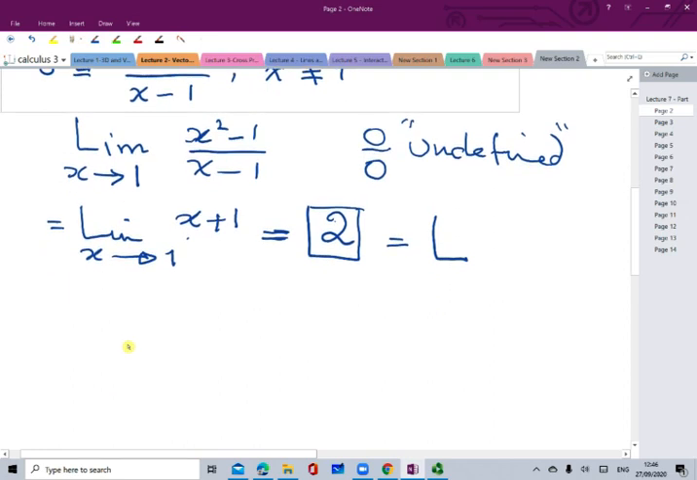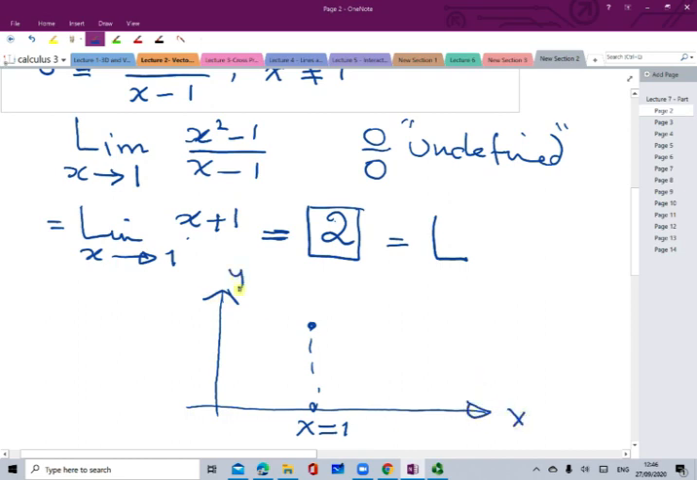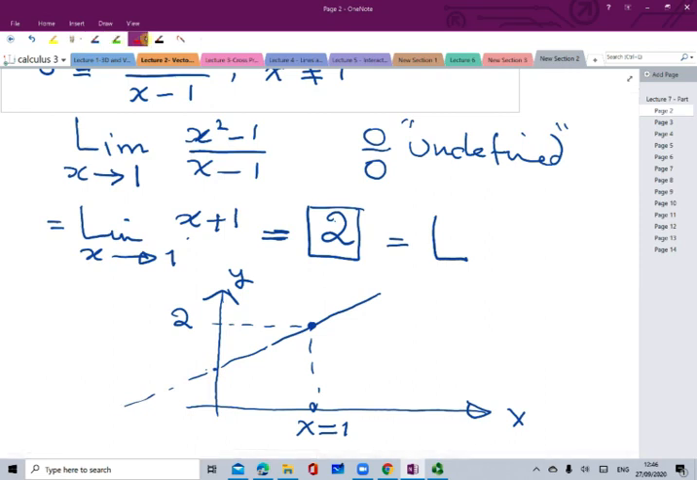So what does this mean geometrically? This means that I have a function, and I want to approach x equal to 1. Here is my x-axis, and this is my y-axis. When I approach x equal to 1, I arrive at the value 2. The function might look something like this, actually this straight line. So now what does it mean to take the limit as x tends to 1?